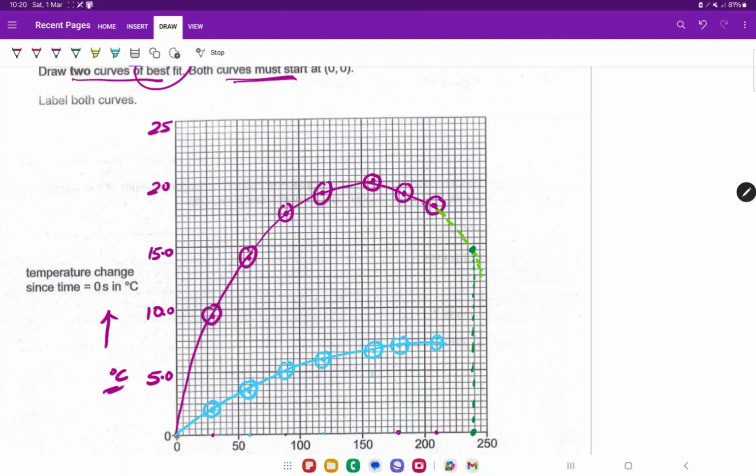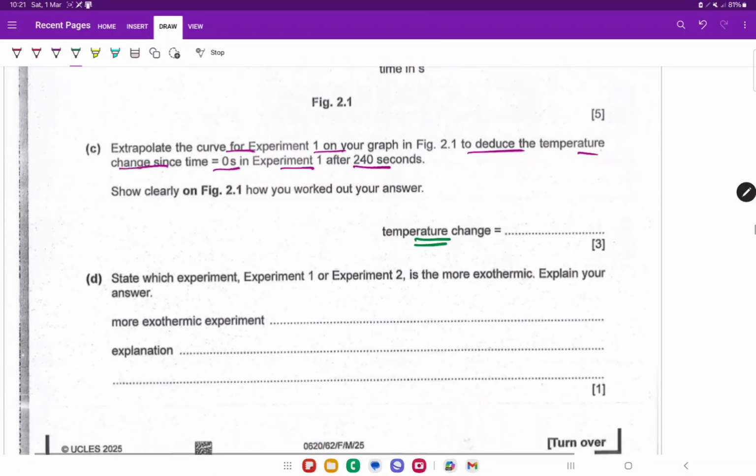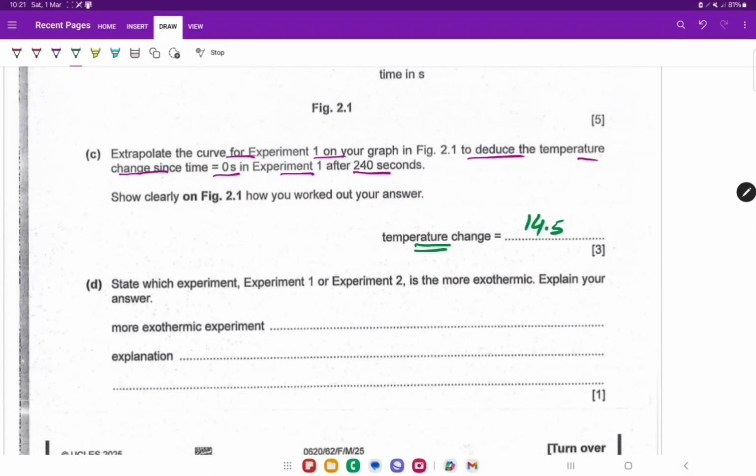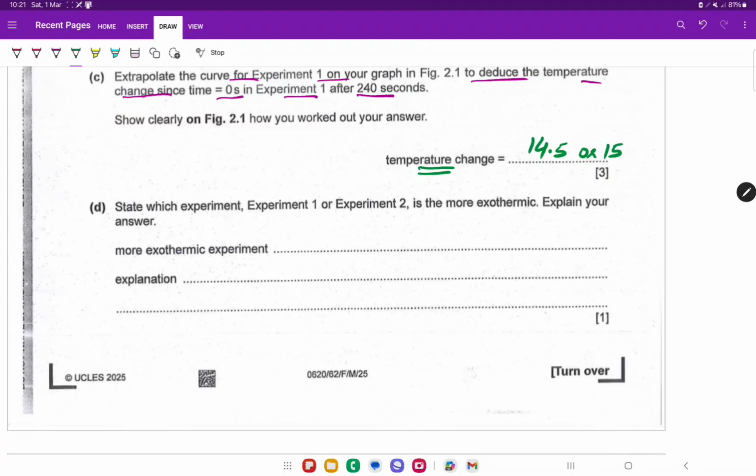If you take from this side also, it will be around this point. So now extrapolating I'm getting around 14.5 or 15. This is the answer. So this is around 14.5. The answer for this question will be 14.5. Thus we'll write the temperature change is 14.5, and we had done on the graph also 14.5 or around 15. If you draw with a proper pencil on a hard copy, it will be around 14.5 or 15.